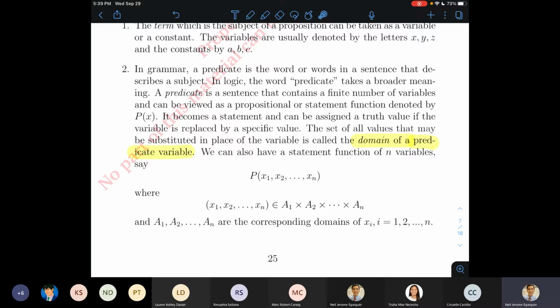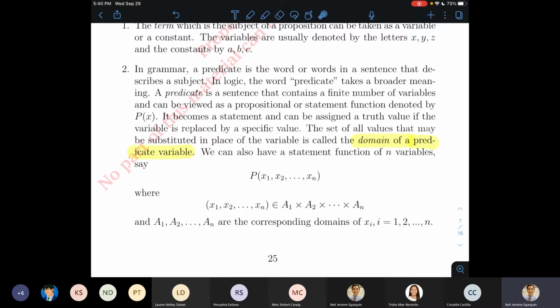Pero dito sa logic, the predicate is the actual sentence that contains a number of variables or a number of terms that claim something about, meron siyang multiple variables, multiple constants, or multiple subjects, and a claim about these subjects. So, ibig sabihin, yung actual meat ng proposition, siya yung predicate. So, this describes the subject, right? And usually they are denoted by the statement P of X, or a predicate involving or describing or claiming something about the variable X is usually denoted by P of X.